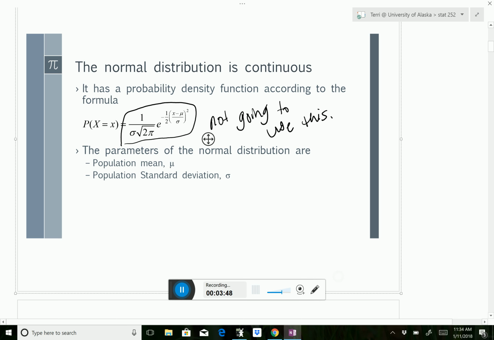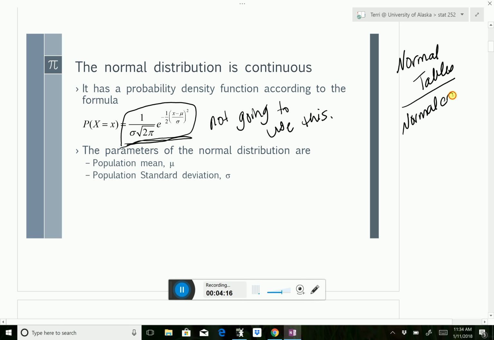So we'd have to use calculus in order to use it, because of course, remember the area under the curve. Those of you who have taken calculus before, you would know that the area under the curve is the integration. Well, this isn't even something that can be integrated. It has to be numerically integrated with a computer, which is why we have normal tables and why your calculator has normal CDF. And you'll notice I said CDF, not PDF. We're not going to use normal PDF. It's not useful for anything except for graphing.